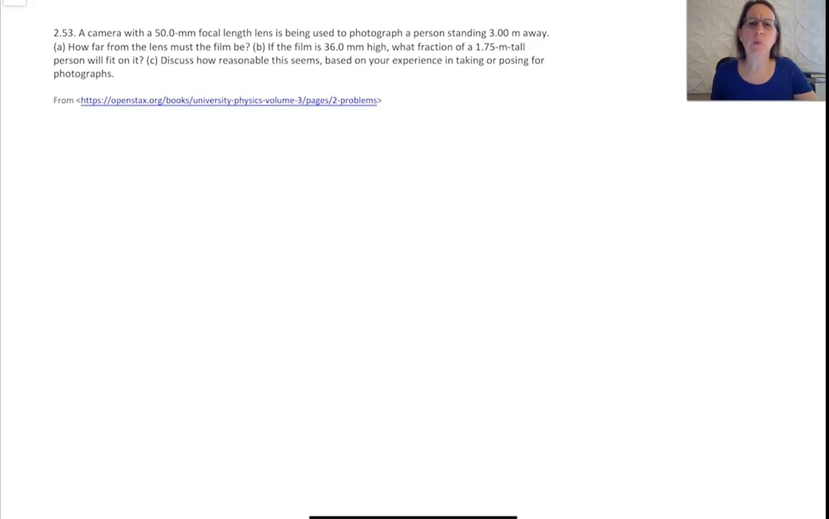So for this problem, we'll be using ray diagrams and looking at how we use the lens equation now to find location of image and magnification. So we have a camera with the focal length given. That means that we've got that our focal length is 50 millimeters or 0.05 meters. And so it's a positive value, which tells us it's a positive lens. So already we know we have a positive lens.